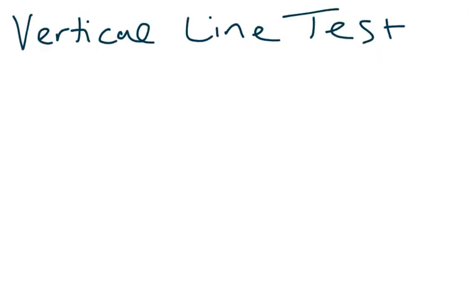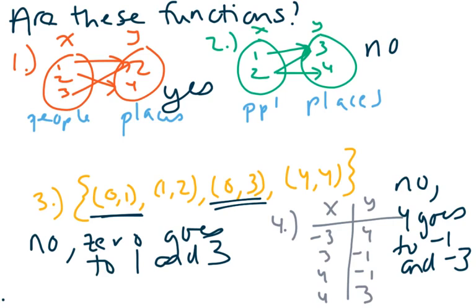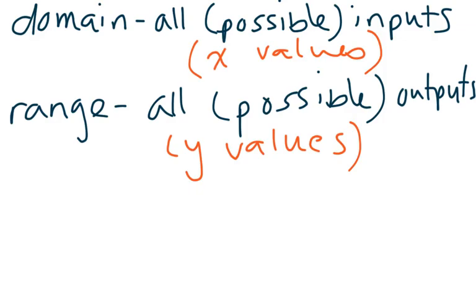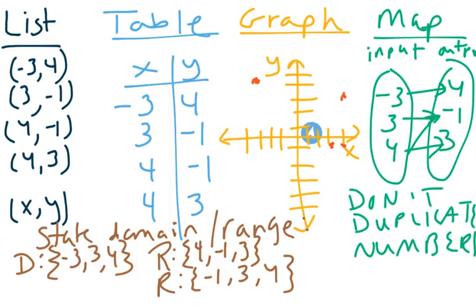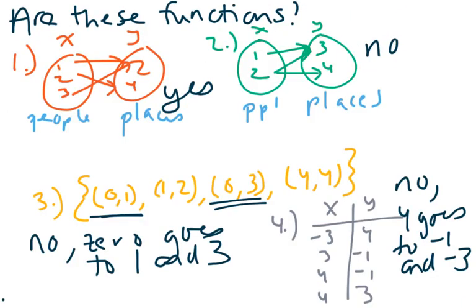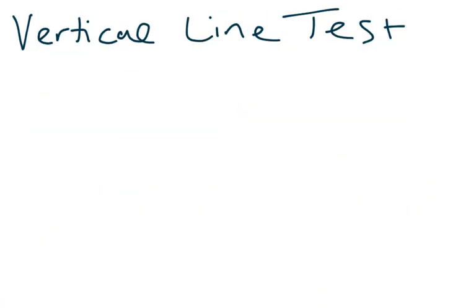So let's talk about the vertical line test. And really, I want to reason through this so that the vertical line test isn't just something that you do, it's something that you understand. In all of these, you'll notice how we're showing the relations: the map, the list of ordered pairs, and the table. If we're going to depict our relation as a graph, we actually have another tool we can use to figure out if it is a function. So think about this.